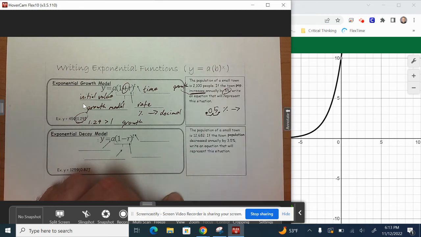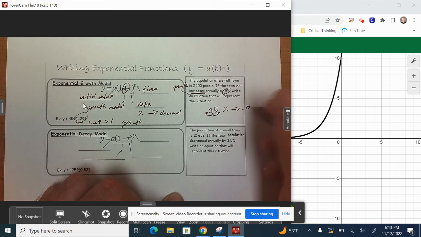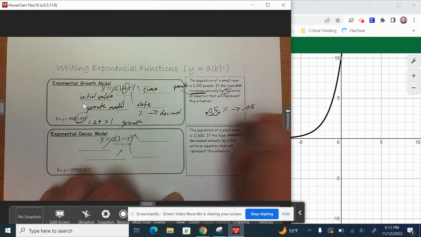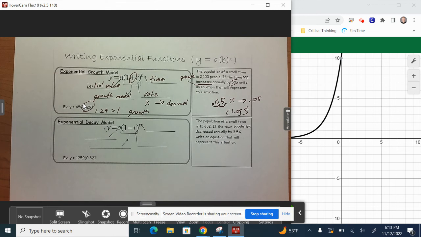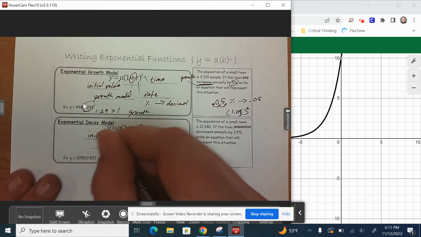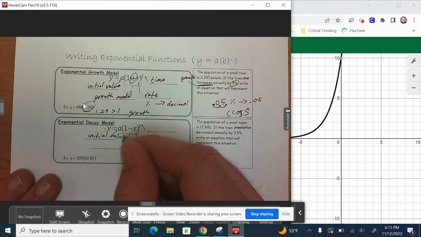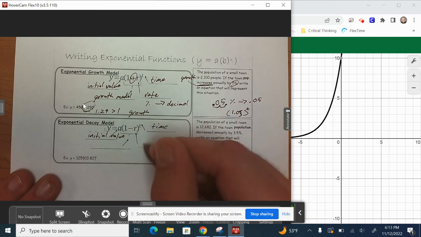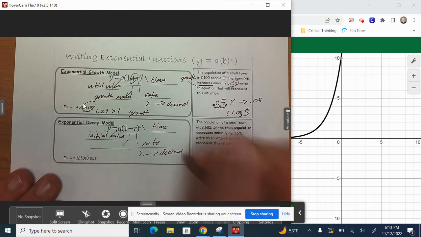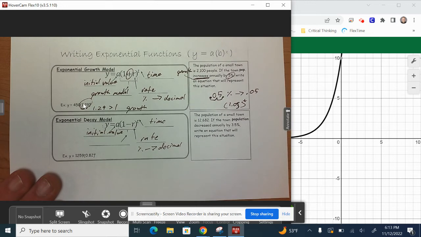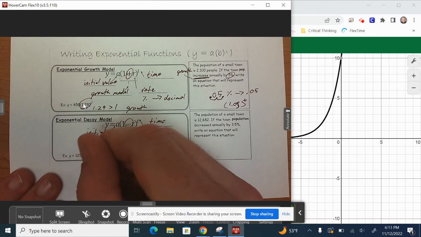That's our new spot. Any holes we fill with a 0. So that's what we're adding on the inside. So on this one, inside the parentheses would be 1.05, and that would be raised to the power of t. All right? When it comes to decay, A is still our initial value, the t is still the time, and the r is still the rate, and once again, percentage turned into a decimal. Same three things. But now we have a minus. So that's what tells us decay.